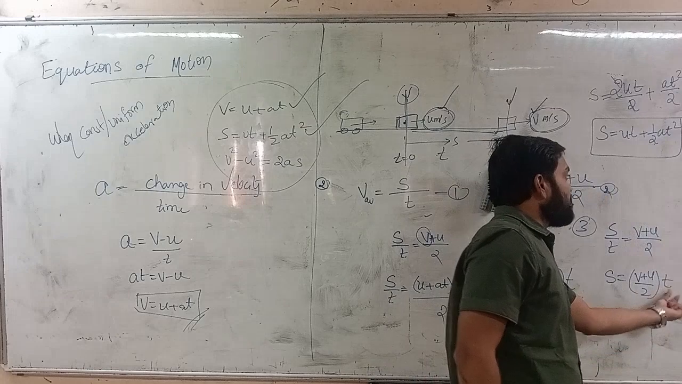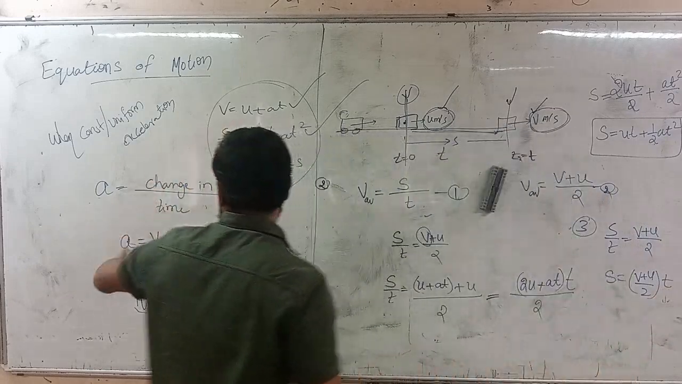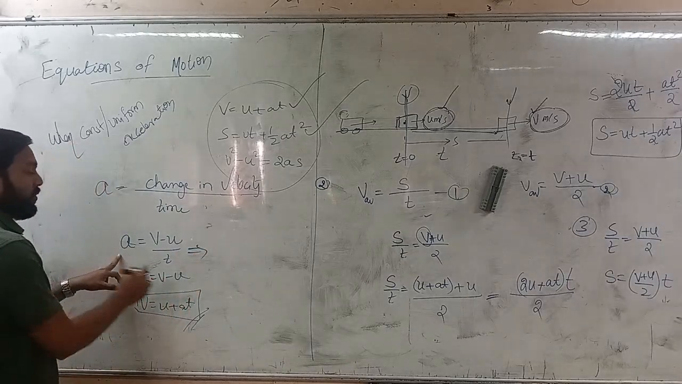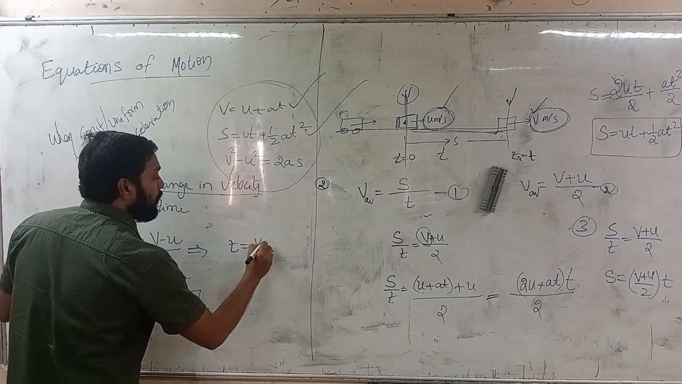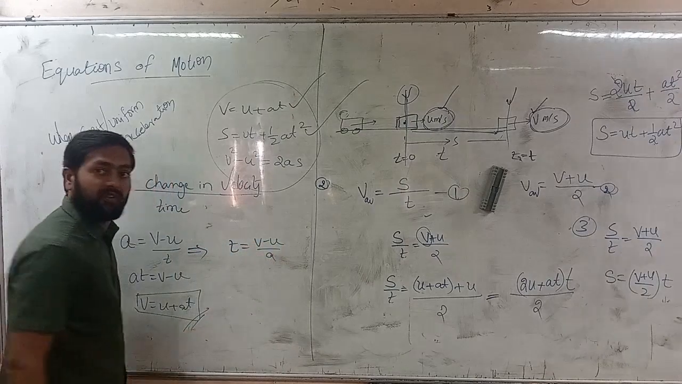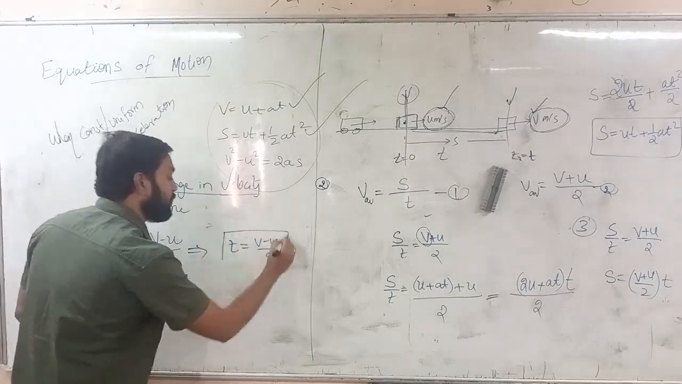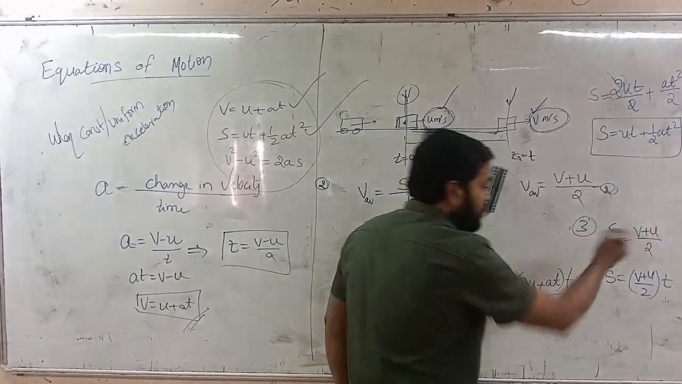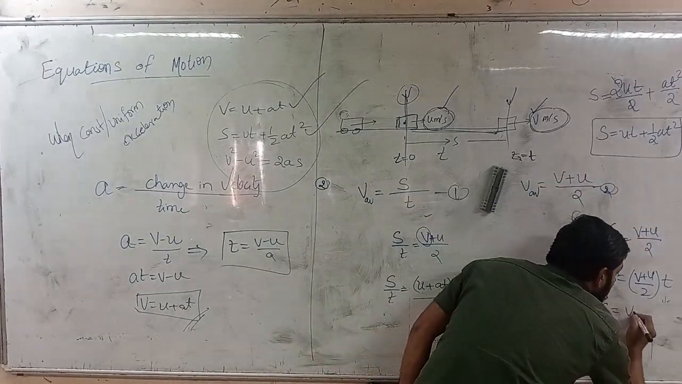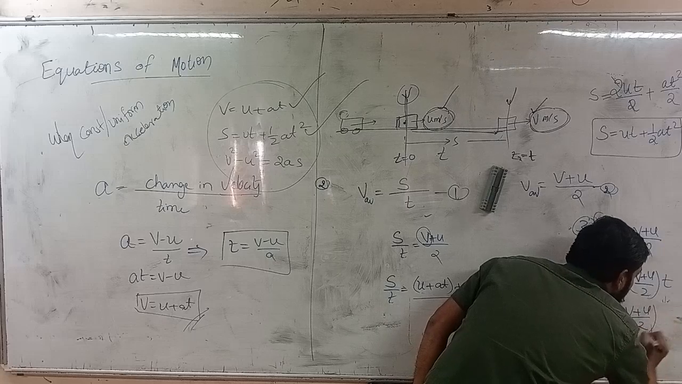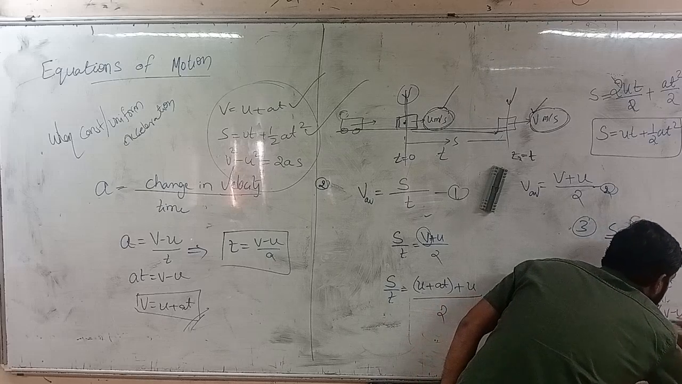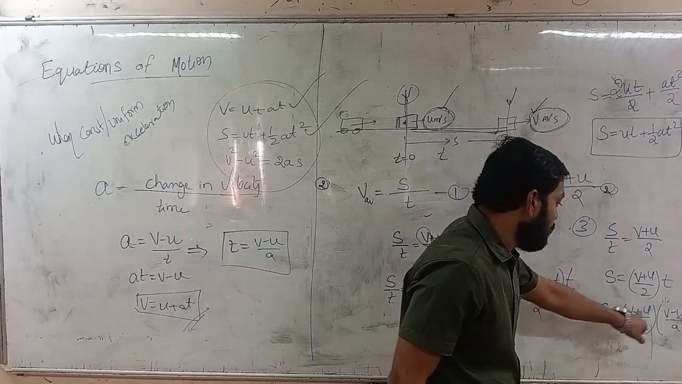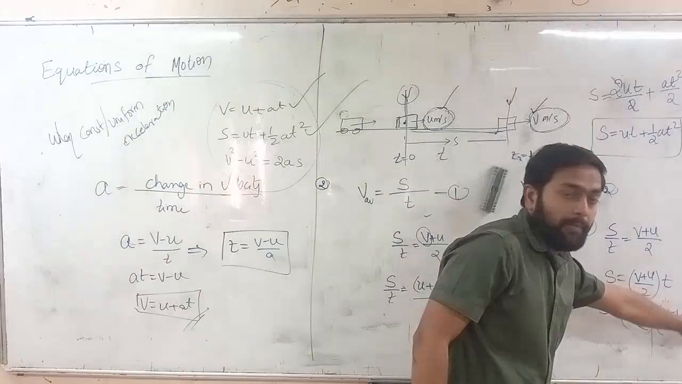In the place of T, let us take the acceleration definition. A is equal to V minus U by T, and I would like to change this equation: T is equal to V minus U by A. Now I would like to substitute the value of this. So S is equal to V plus U by 2 into V minus U by A, that is V plus U times V minus U by 2A.